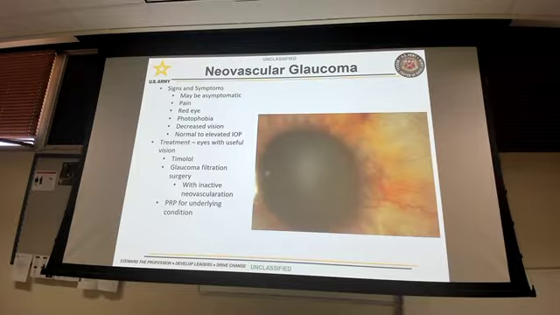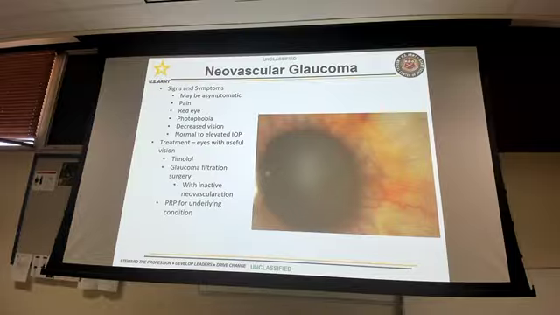All right, so signs and symptoms of neovascular glaucoma. For some patients, they're asymptomatic, but others can experience some pain, red eye, light sensitivity, photophobia, decreased vision, and the severity of your symptoms will probably indicate how high the pressure is. So if it's normal intraocular pressure, probably asymptomatic. Elevated intraocular pressure, you're going to experience that pain, redness, photophobia, and decreased vision.